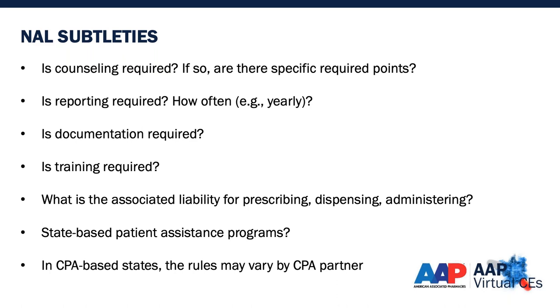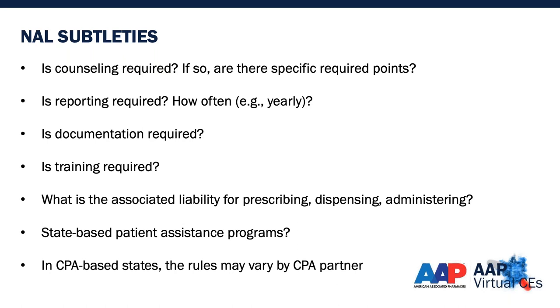Some states have patient assistance programs. For example, New York has a program where ideally patients should be able to get their naloxone for $40 or less. Sometimes it varies by the state, a state-specific insurance program, and in other states it's statewide. There are some states that are more collaborative practice agreement-based. In these, if you're partnering with your state board of health, then there may be established rules. But if the state simply allows for CPAs about naloxone, then your rules are going to vary based on the institution or physician group that you're partnered with.